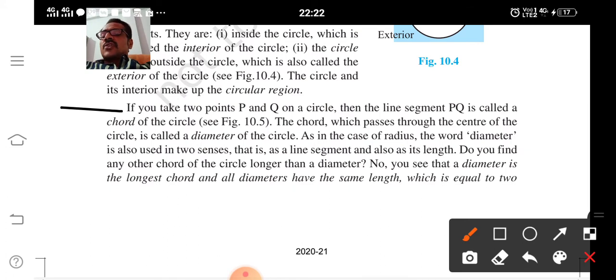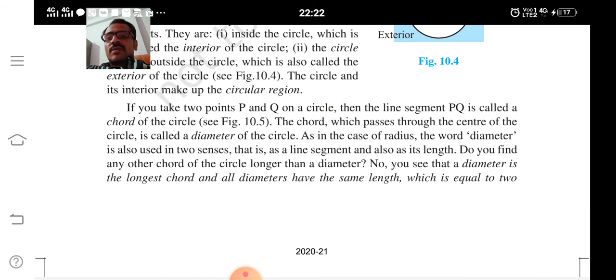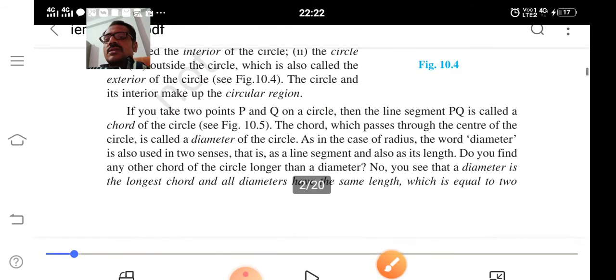If you take 2 points P and Q on a circle, then the line segment PQ is called a chord of the circle. The chord which passes through the center of the circle is called the diameter of the circle, and as in the case of the radius, the word diameter is also used in two senses, that is, as a line segment and also as its length. Do you find any other chord of the circle longer than the diameter? No. You see that the diameter is the longest chord and all diameters have the same length.